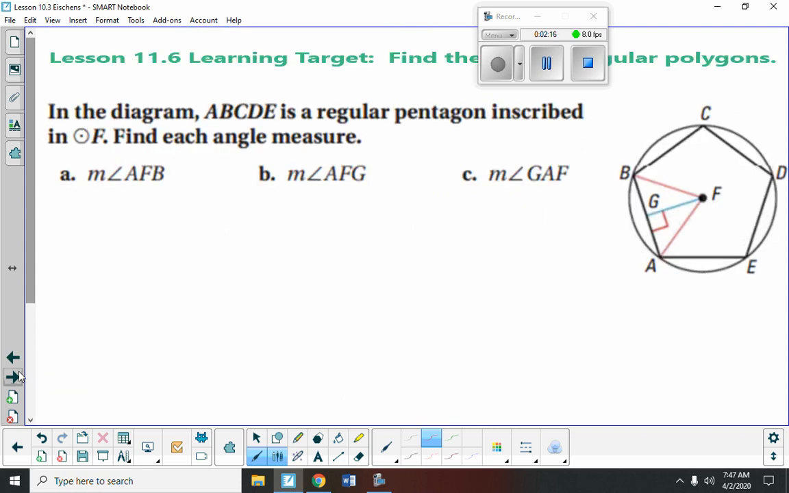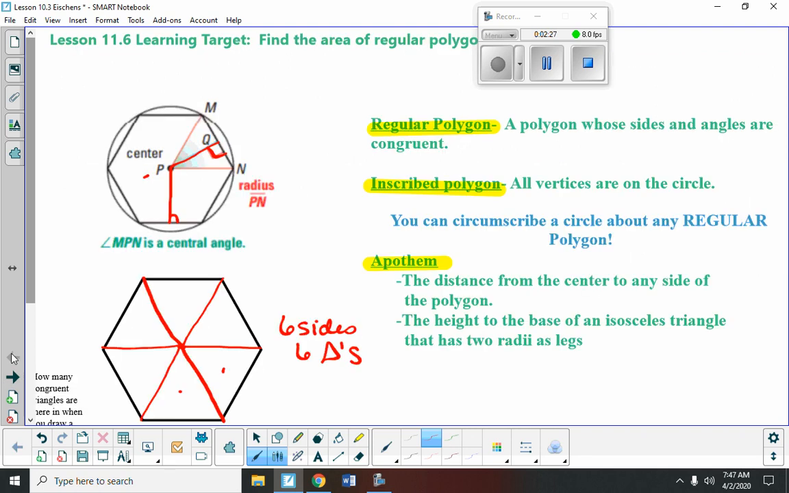All right, so in the diagram, ABCDE is a regular pentagon inscribed in circle F. Find each angle measure. I'm going to hop back to this slide here. So let's think about, in this particular hexagon, what would be the measure of each central angle? If we circumscribed a circle about it, what would be the measure of the arc? Well, this would be 360 degrees all the way around, and we're breaking it up into 6 angles, so 360 divided by 6. Each of these angles would be 60.